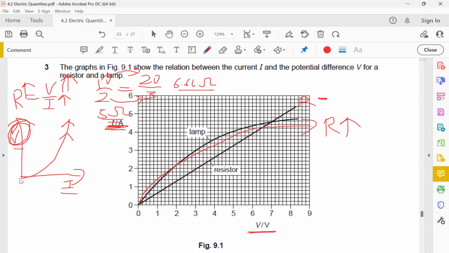So if it's a V versus I graph, if it tilts up like this, it means to say that it increased the voltage more than the current. But if it's an I versus V graph here, if it tilts this way, it means to say the voltage is more than the current.